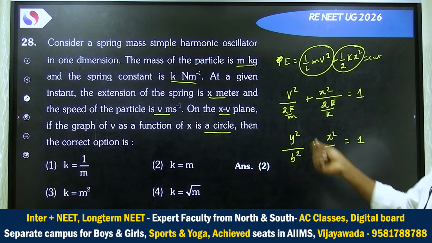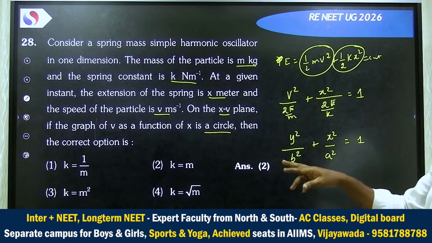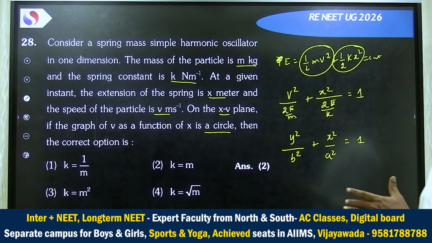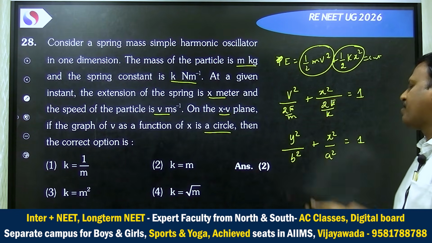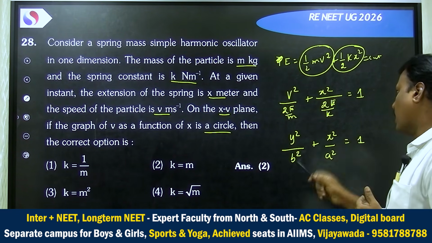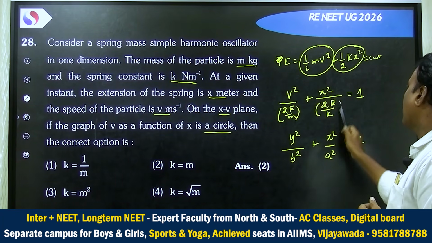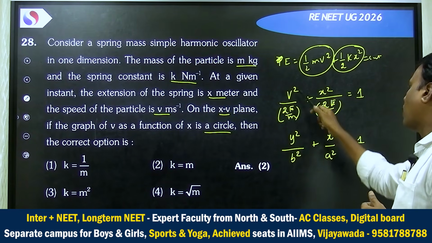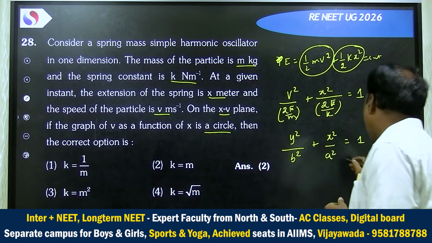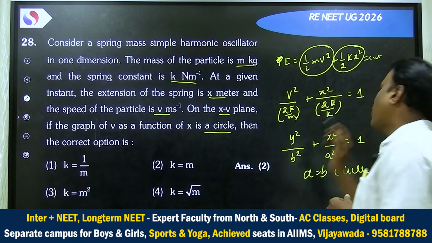Because the graph was mentioned, generally the nature of the graph between x and v in SHM is an ellipse. Here it is given like a circle. An ellipse becomes a circle whenever the semi-major axis is equal to the semi-minor axis. So we need to look into that. Divide this equation with capital E and rearrange the terms. Then identify this looks like y square by b square plus x square by a square equal to 1. So it is actually an ellipse, but if a equals b, it gives you a circular shape.